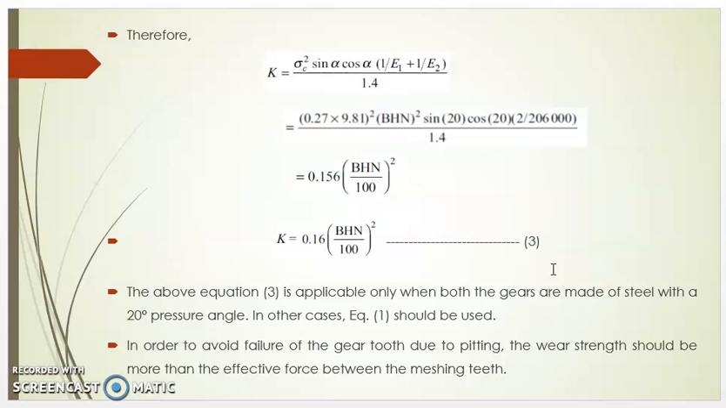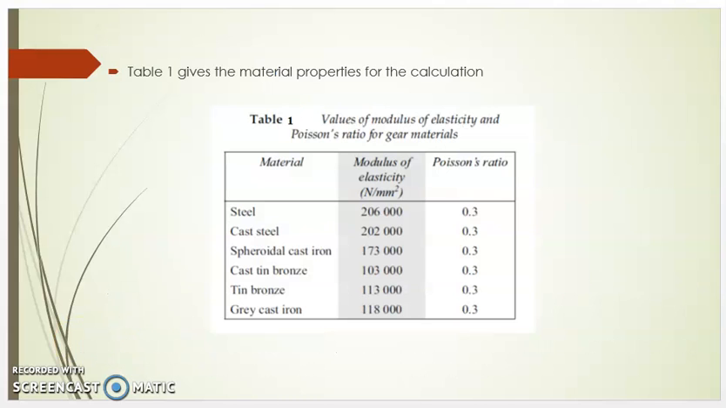In order to avoid failure of the gear tooth due to pitting, the wear strength should be more than the effective force between the meshing teeth. Table 1 gives the material properties for the calculation. That is table 1, values of modulus of elasticity and Poisson's ratio for gear materials. Different materials are there: steel, cast iron, spiral cast iron, cast tin bronze, grey cast iron. For respective materials, these moduli of elasticity and Poisson's ratios are given.